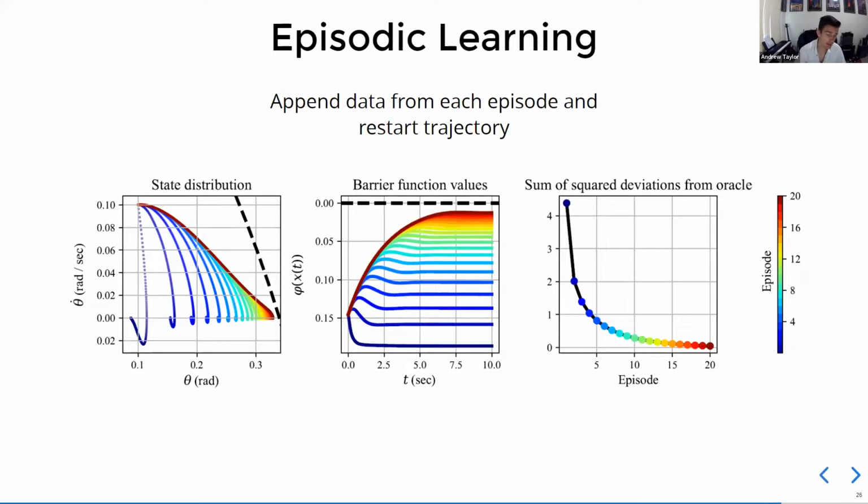We also study this system in an episodic learning safety setting, where data is aggregated across episodes. We see that as the episodes progress from blue to red, the system monotonically approaches closer and closer to the boundary of the safe set without violating safety. By incorporating additional data across each episode, the controller is required to be robust to less uncertainty and allows less conservative behavior, hence approaching the safe set boundary more closely.